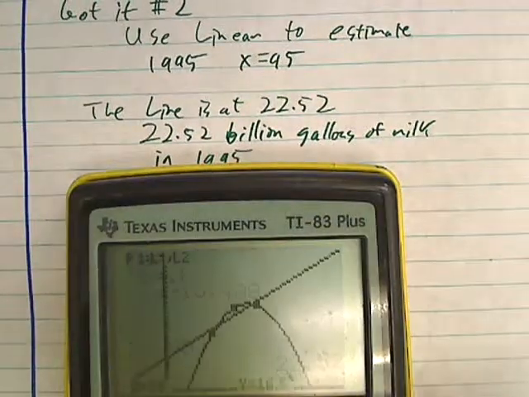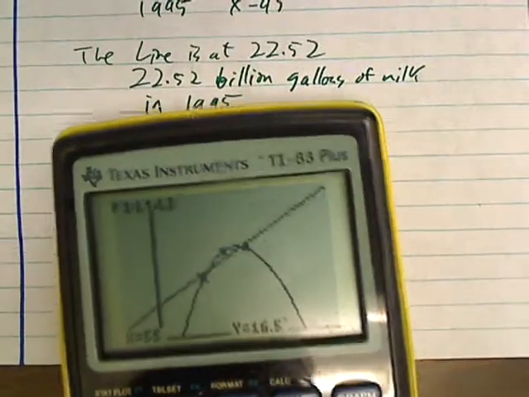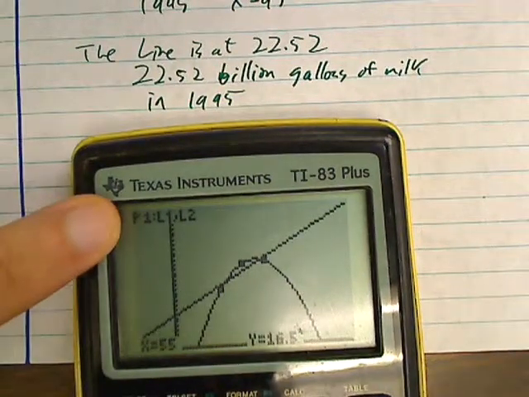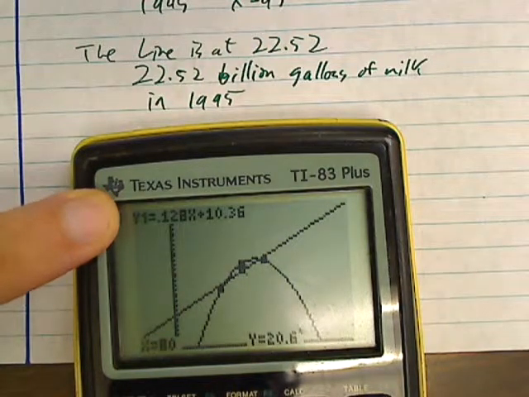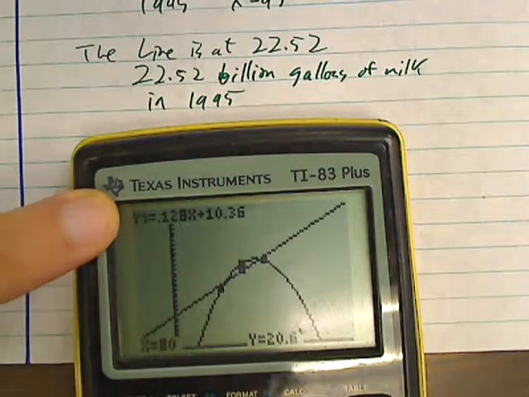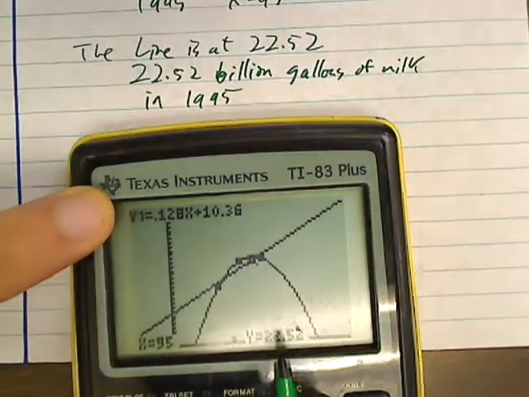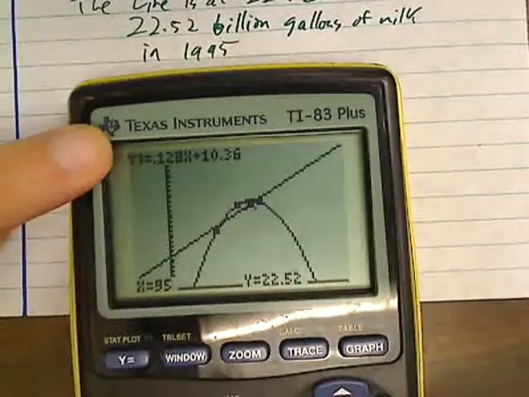I could also look on the graph. I could hit trace and make sure that you're on y1. Now we're on the list of points. I'm going to push down. Now I'm on y1. And I can type in 95, and it will bring me to that 22.52 right there as well. So a couple of different ways to do that.